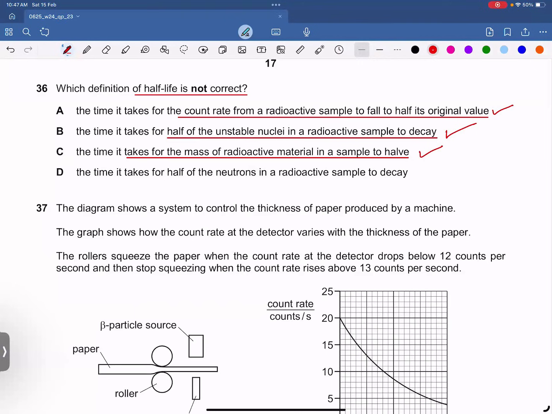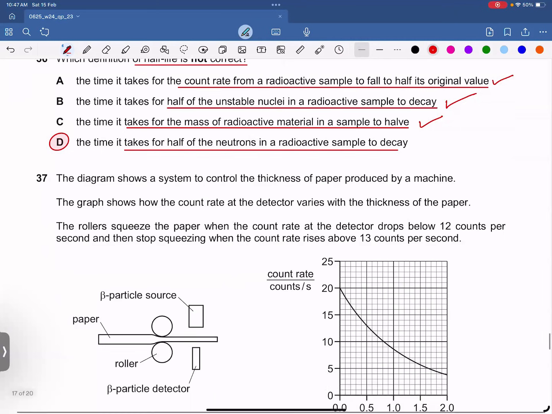Why? Because initially, for example, there is 500 grams of uranium. So after half-life, the half of them, 400 gram, will change to a different element. So uranium will be left with 400 grams. So also correct. The time it takes for half of the neutrons to decay, no. Neutron decay has nothing to do with half-life, my dear. Option is D. We proceed to question number 37.